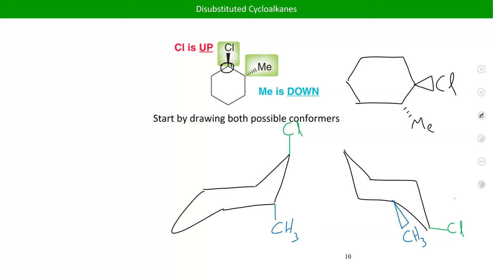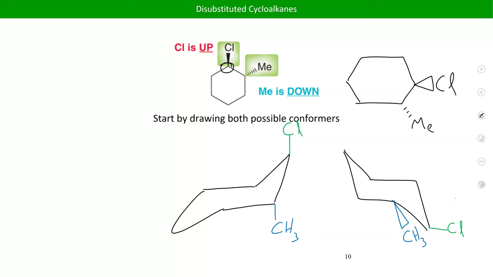Got it. So when they're axial, the solid wedge is always going to be up and the dash is always going to be down. When they're... I think that's what you wrote. Like Cl is up, methyl is down.